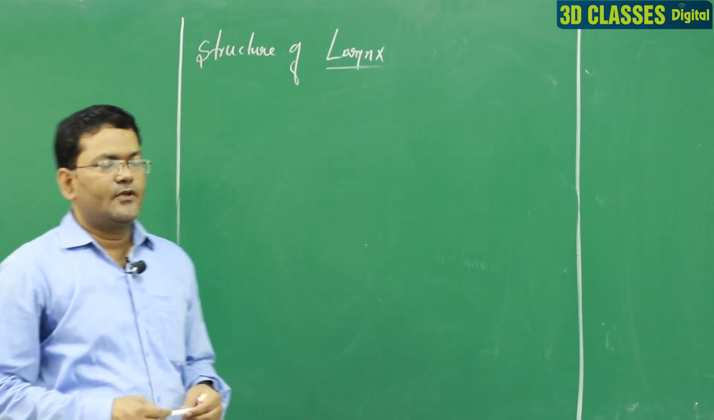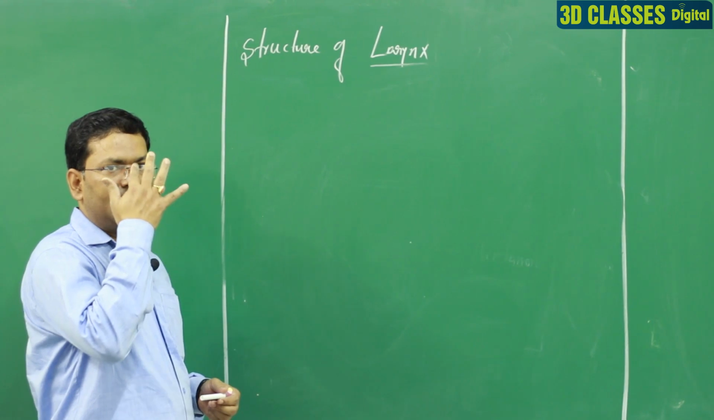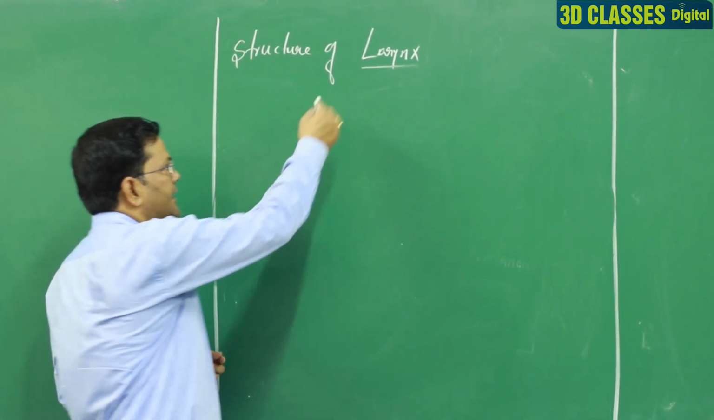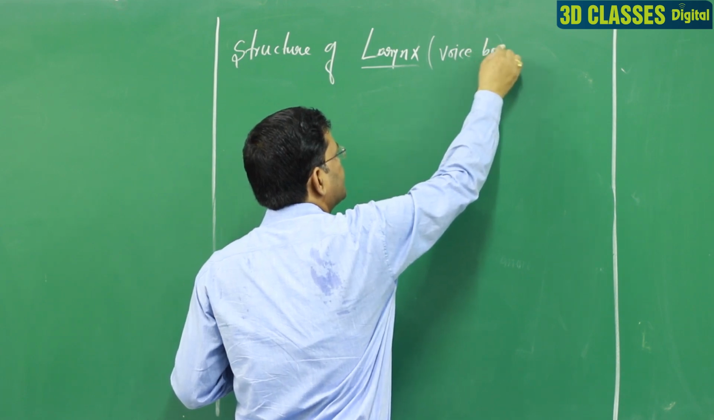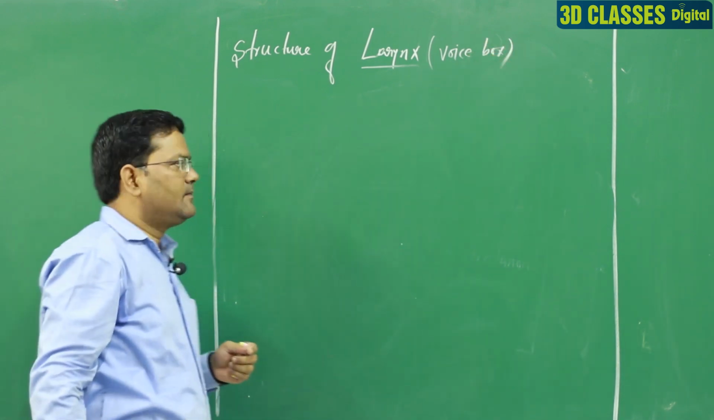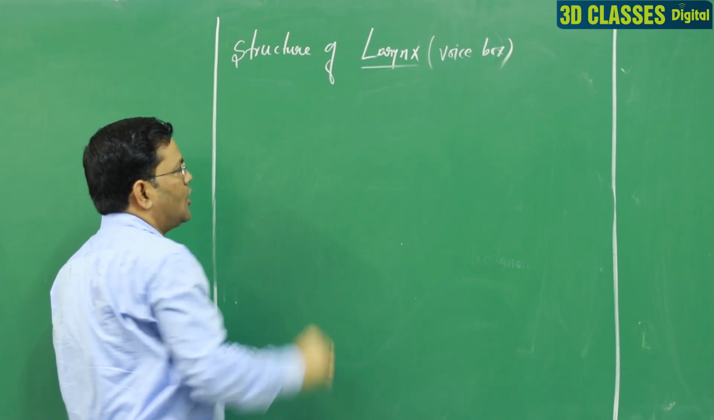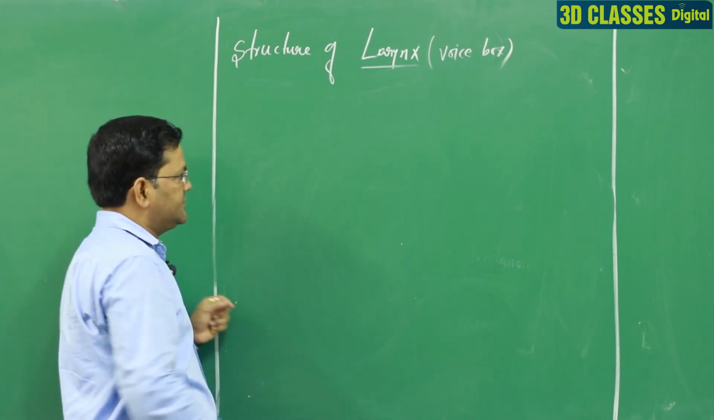Students, today we explain the structure of the larynx. You know, the larynx is known as the voice box. The voice box is called the larynx. Structure of the larynx. At first, I draw the structure.